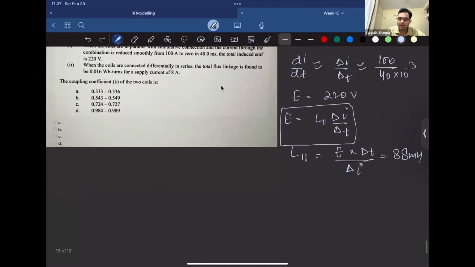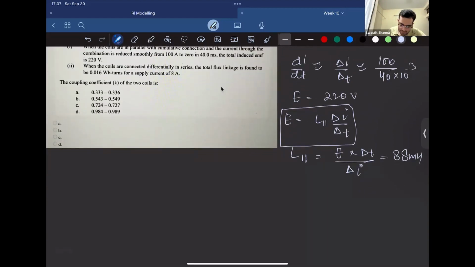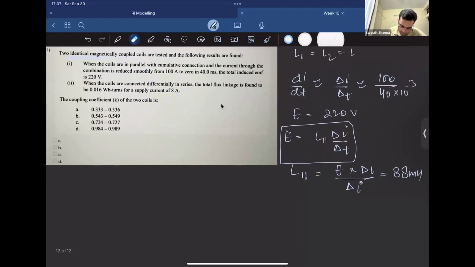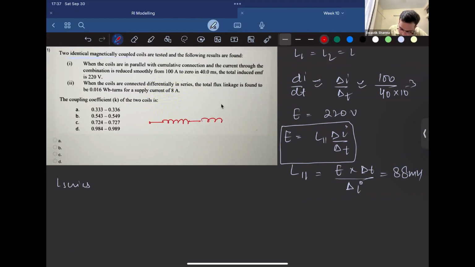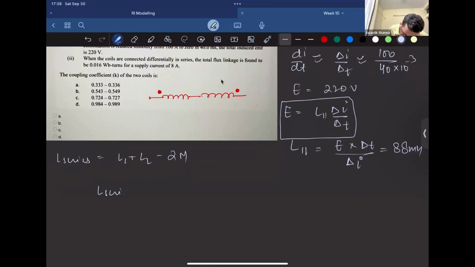Now the same thing is happening over here. They have now tested it with the coils connected differentially in series. That means they are connected like this. The current is entering one inductor and leaving the other, right? And the formula is given by L1 plus L2 minus 2M, right? So what is the L series?